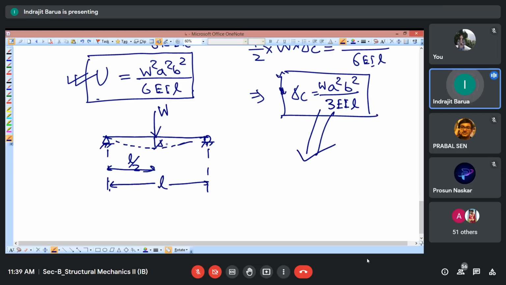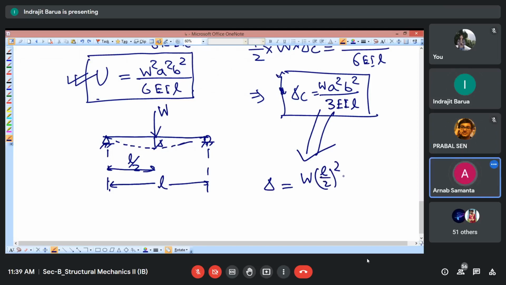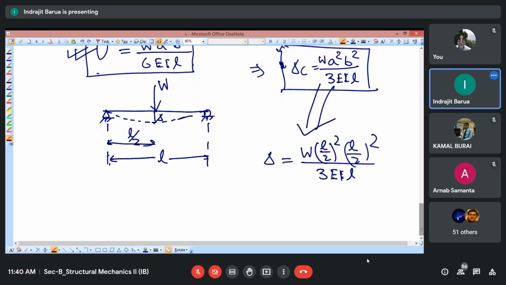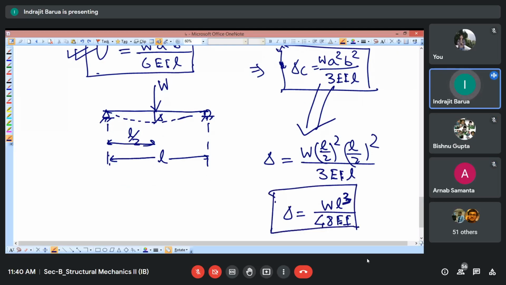So this delta, which is the delta max as well as the delta at the midpoint, we can find out from this expression. So delta will be how much? W L square by 3 EI times L... how much is it? W L square times L, L cube. W L cube by 48 EI. This is another expression which we need to remember, because this is a very generalized case: concentrated load at midpoint. That's it.